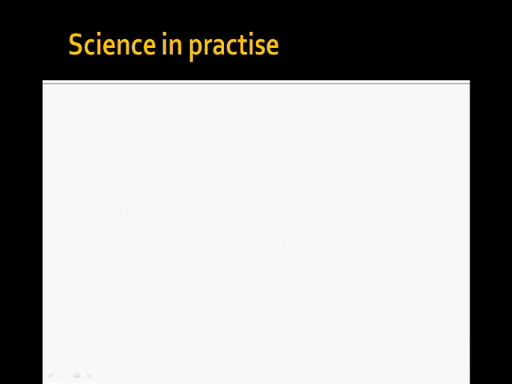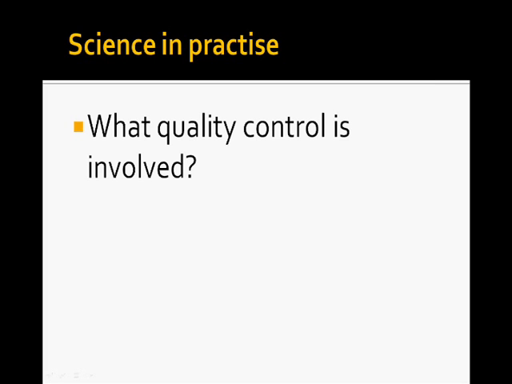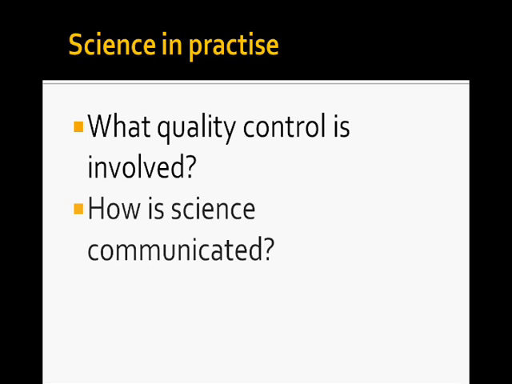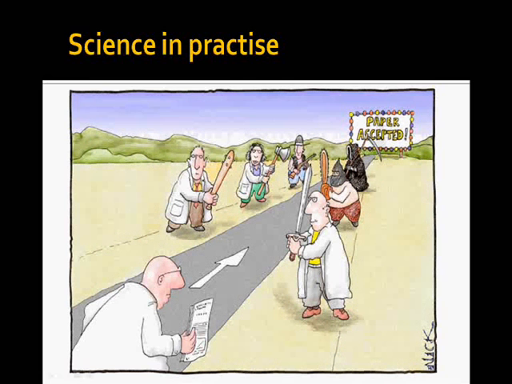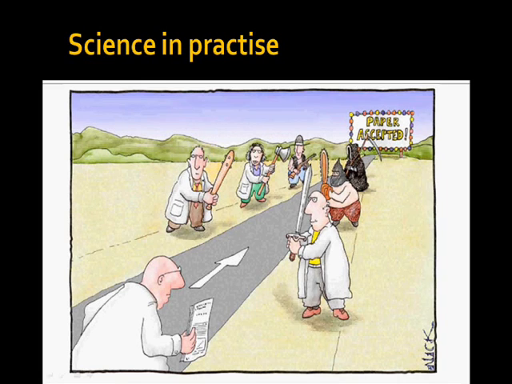Now, how is this done in practice? I'm going to very briefly explain what quality controls are involved, how science is communicated, and the peer review process. And for anyone who's ever been through the peer review process, it's kind of tough. You have to go through a metaphorical gauntlet to get a paper accepted. So this is what happens.